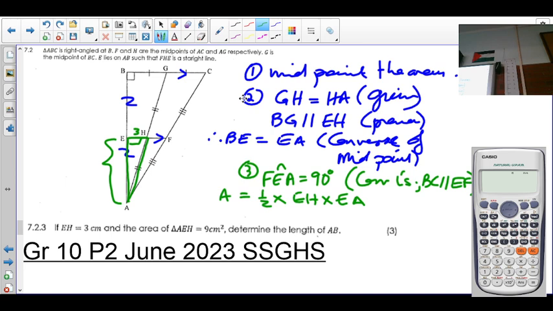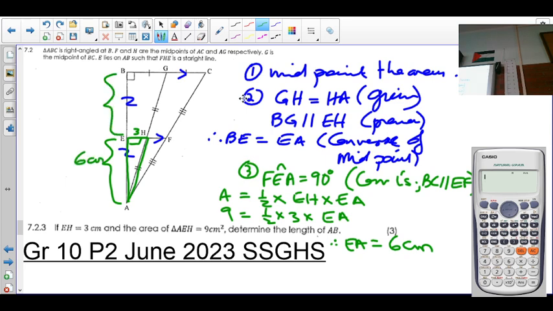But what is the area of this triangle? 9. So 9 is equal to a half times 3 times EA. Okay. So therefore EA is equal to 9 divided by 3 is 6. No. 9 divided by 3 is 3. And 3 divided by half is 6. That's going to give you 6 units there, or 6 centimeters.